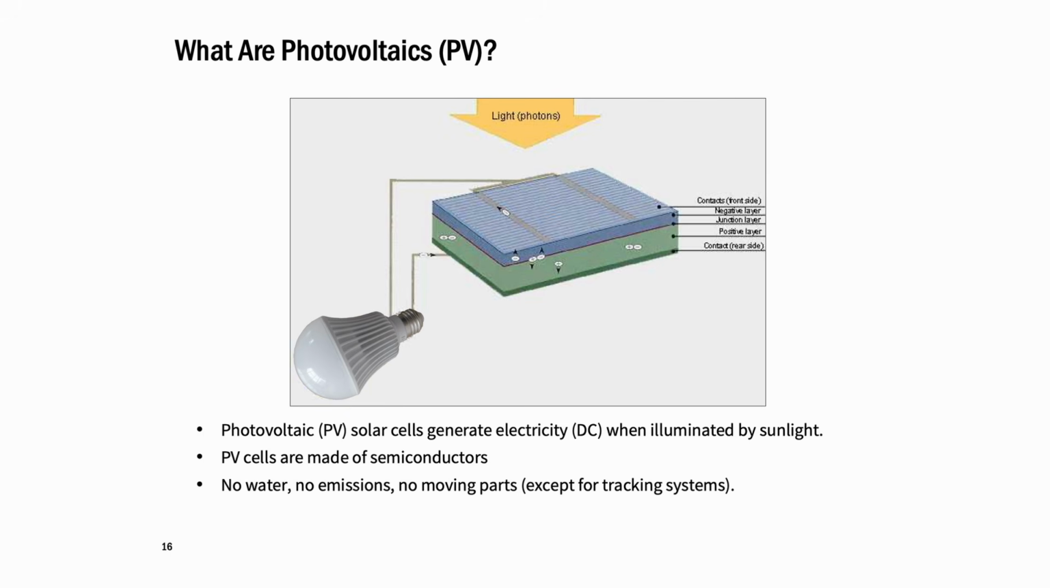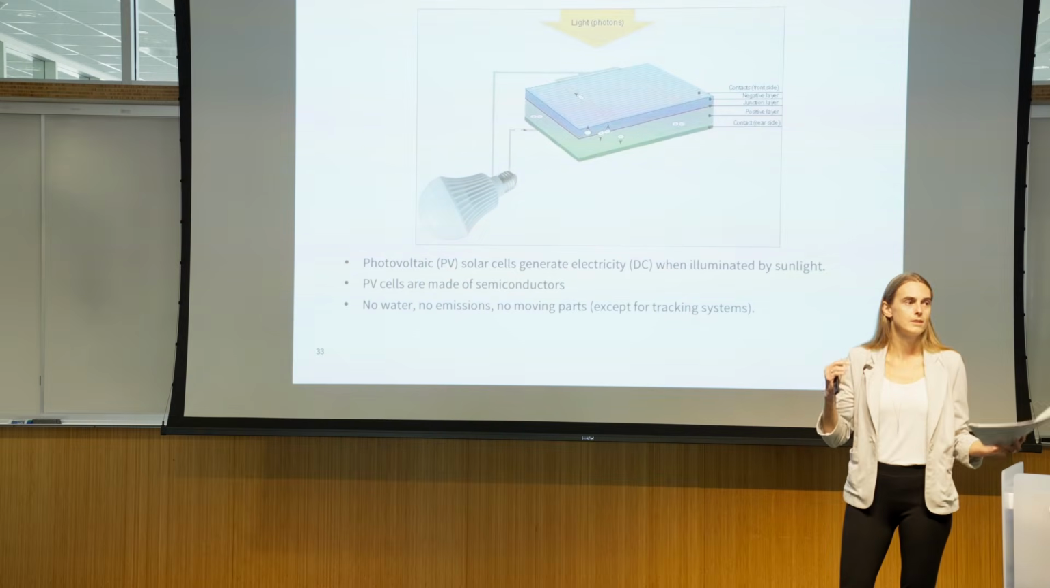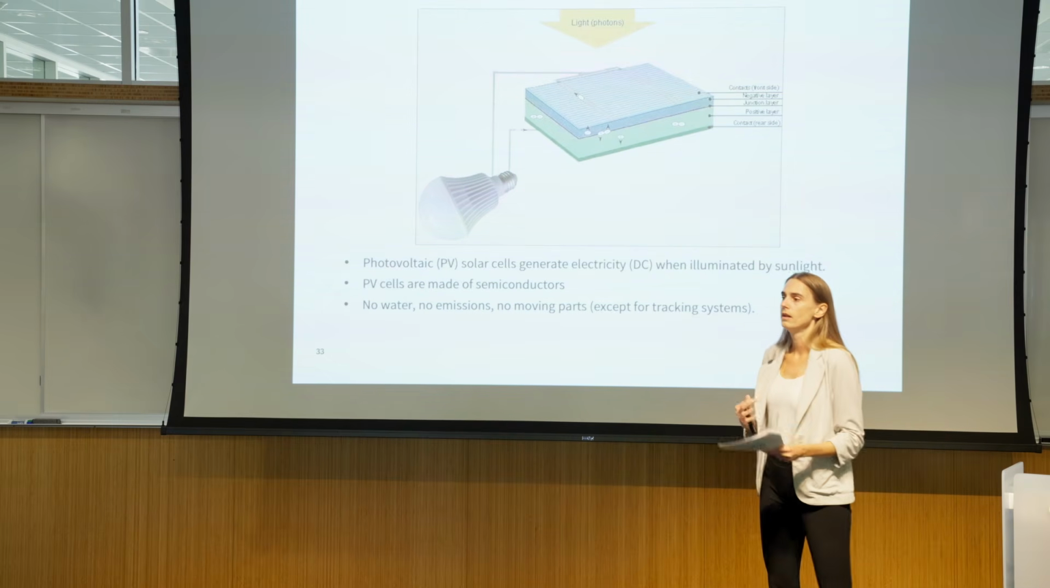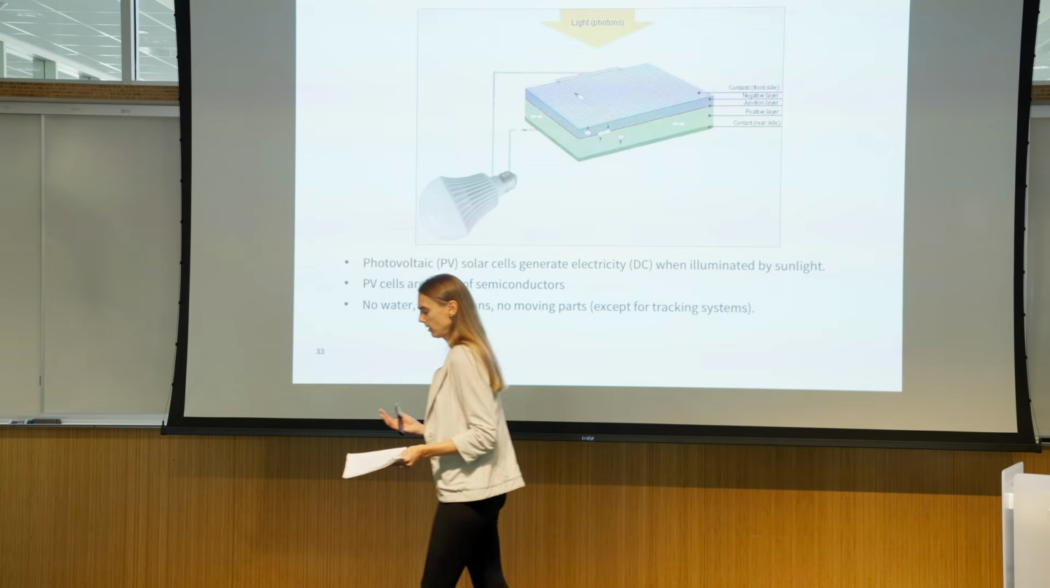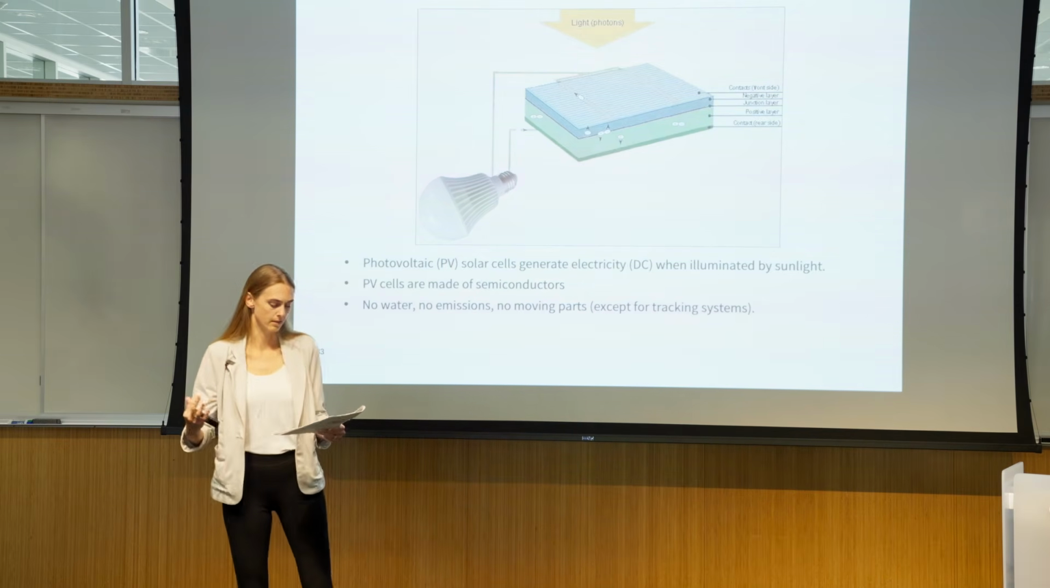So when photons from sunlight strike the PV panel, electrons are knocked loose from the atoms in the semiconductor material. And if electrical conductors are connecting the P and the N type layers, then that forms a circuit, and the flow of electrons through that circuit can generate electricity. And this process generates direct current, right, which is different than most other thermoelectric power plants that generate AC power.